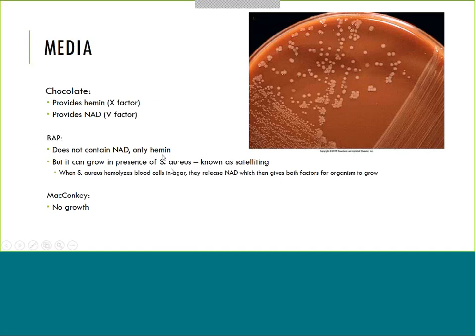And the reason it can do that is that the blood agar does have the hemin, and when the Staph aureus grows, it hemolyzes those blood cells to also release the NAD so that both hemin and NAD are present at that point, and then Haemophilus will grow as well. So that's something you need to remember.